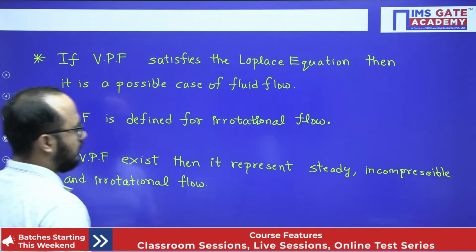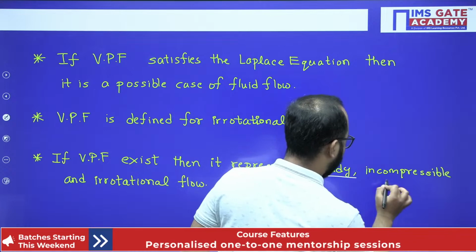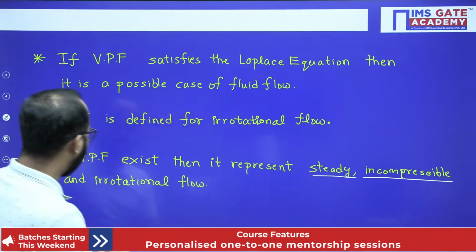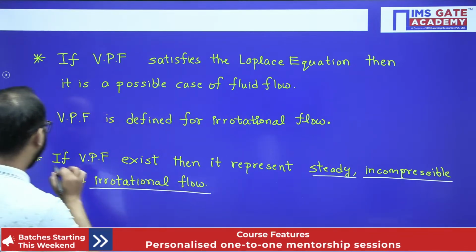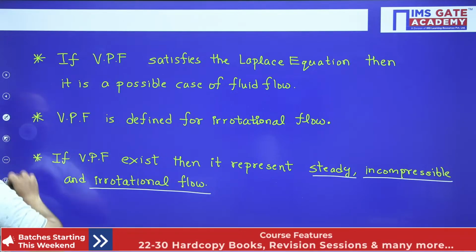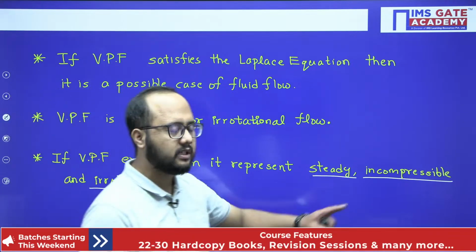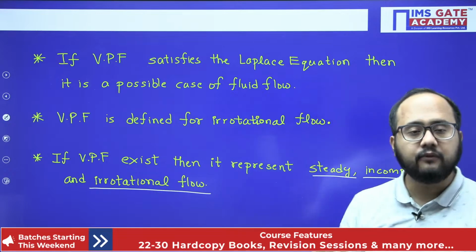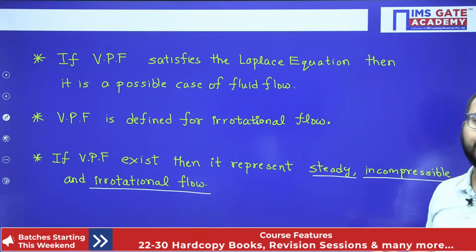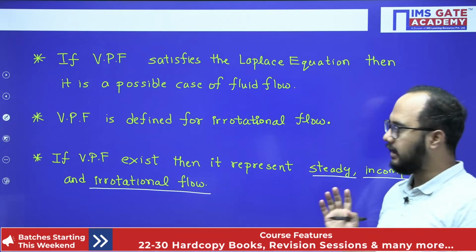So this point you should underline. Steady, incompressible and irrotational flow. So what actually will VPF represent? This is the point: steady, incompressible and irrotational flow. So in a nutshell, we have combined all the important points regarding VPF, right?